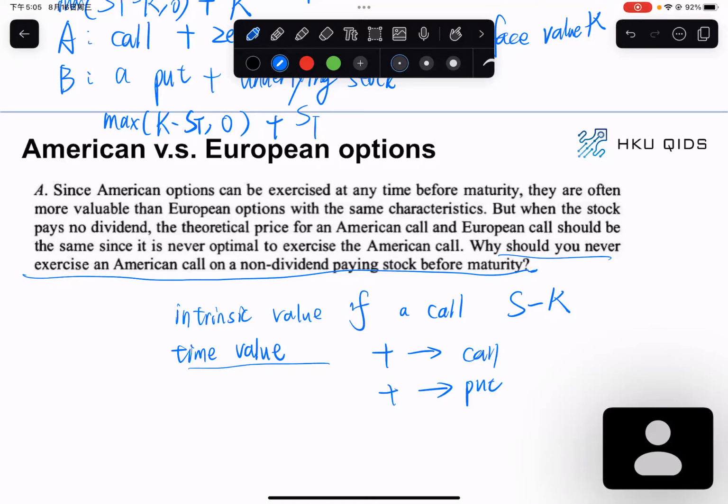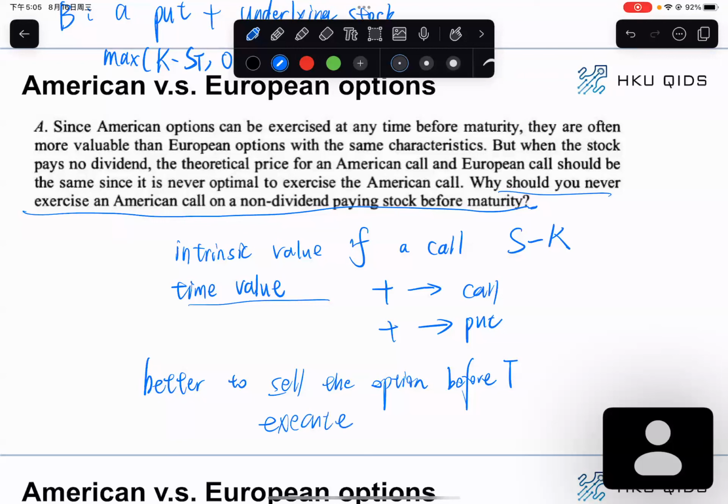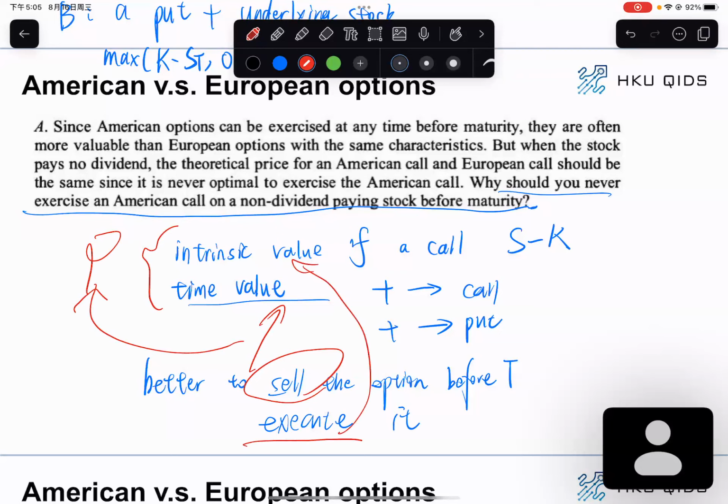And that's why it is better to sell the option before maturity date than exercise it. Okay. Because if you sell it, you are getting the market price P. But if you exercise it, you only get the intrinsic value. Okay, these two are different, sell and exercise.